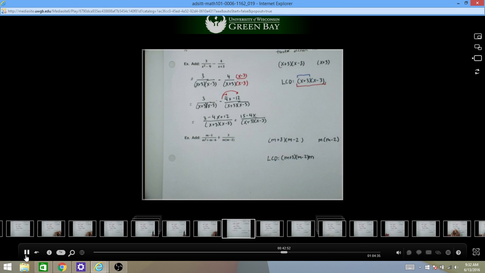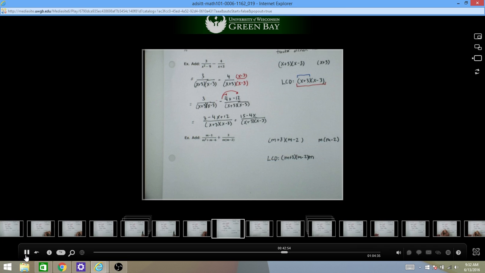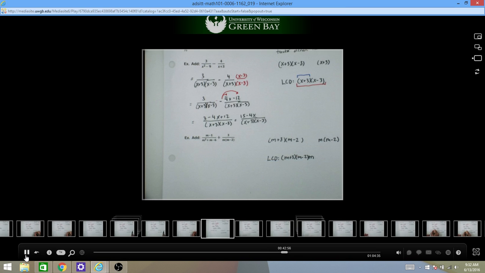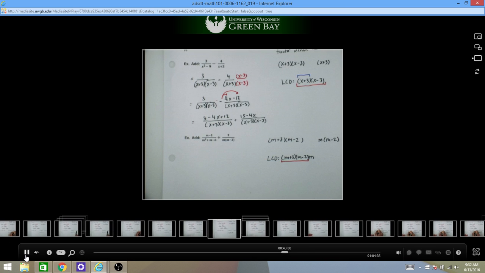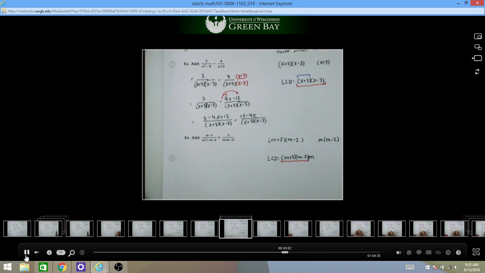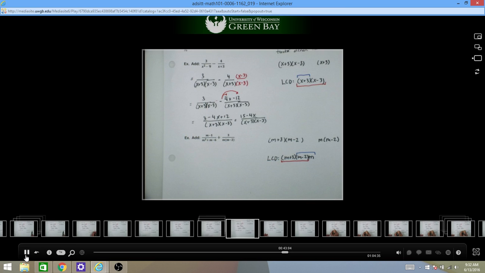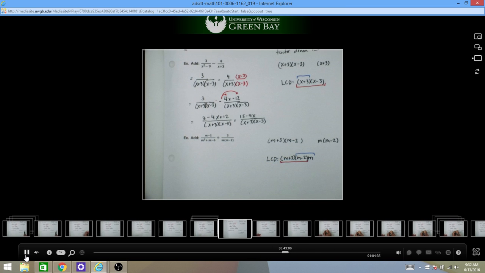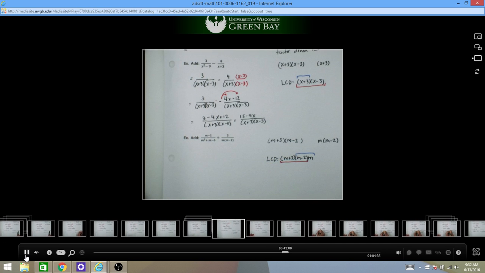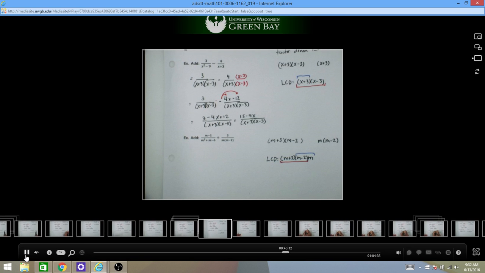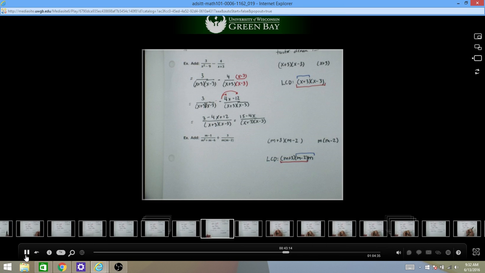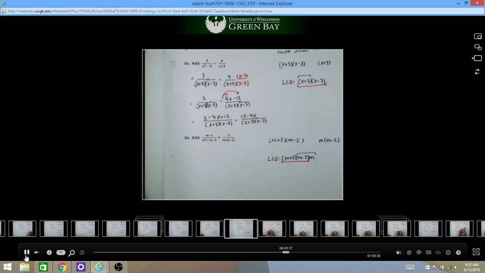Okay, so I have the first denominator right here, and then the second denominator is right here, m times m minus 2. So we just build up our fractions till they each have that denominator. Can you go ahead and do that? Can you see if you can build up those fractions and do the adding?